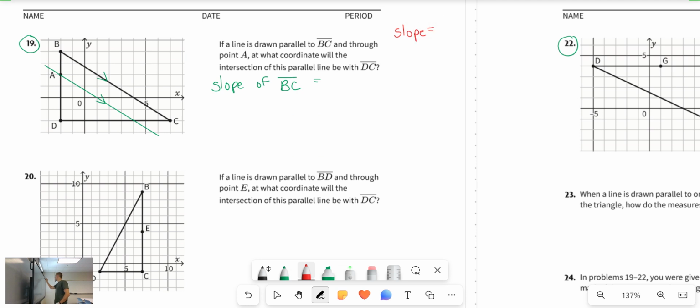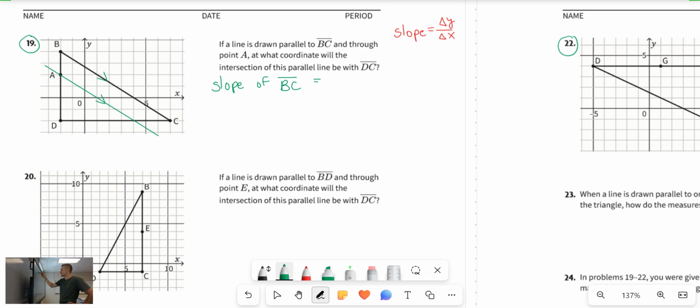Slope equals the change in y divided by the change in x. All right, so the slope of BC is the change in y divided by the change in x. So from B to C, let's label some points here.